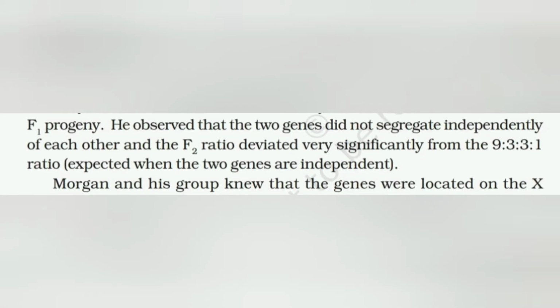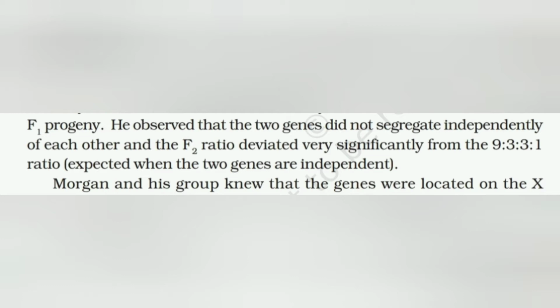He observed that two genes didn't segregate independently of each other, and the F2 ratio deviated very significantly from the ratio obtained in the dihybrid cross by Mendel over peas, which was based on the two genes segregating independently.